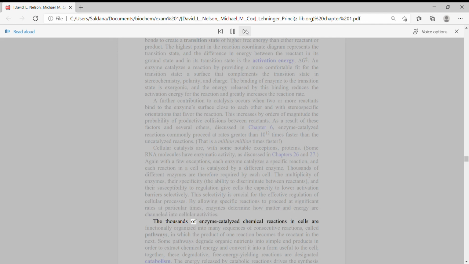The thousands of enzyme-catalyzed chemical reactions in cells are functionally organized into many sequences of consecutive reactions, called pathways, in which the product of one reaction becomes the reactant in the next. Some pathways degrade organic nutrients into simple end products in order to extract chemical energy and convert it into a form useful to the cell.